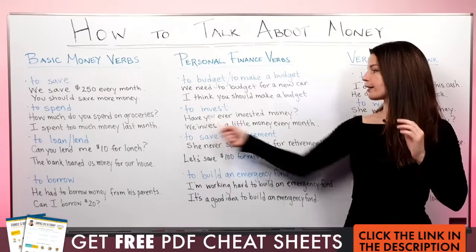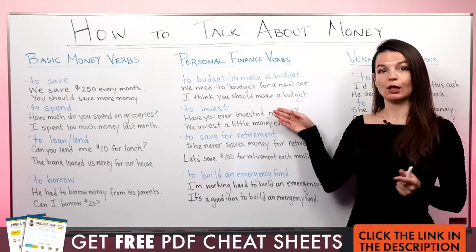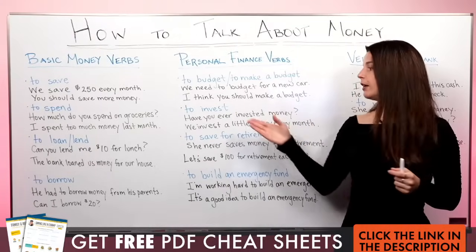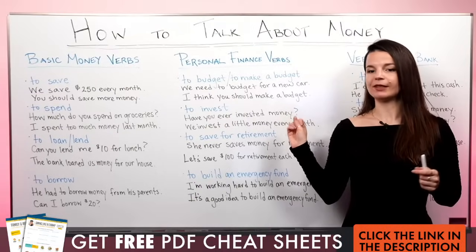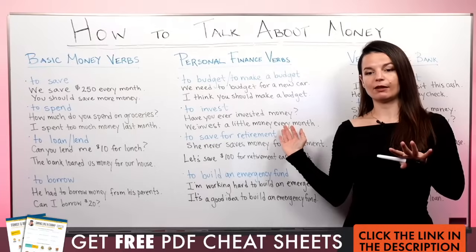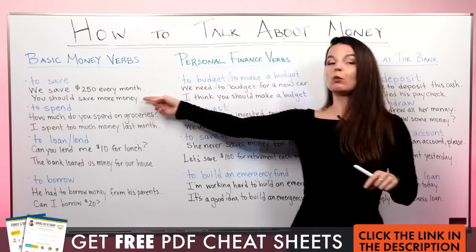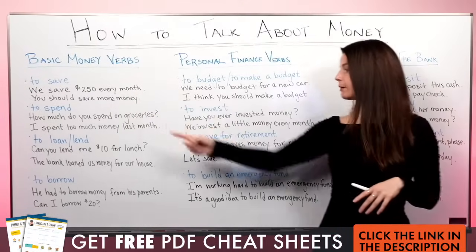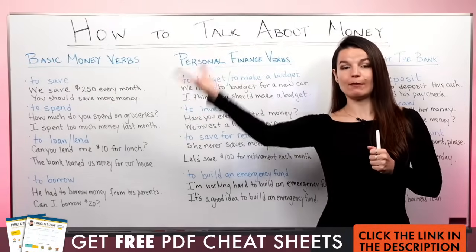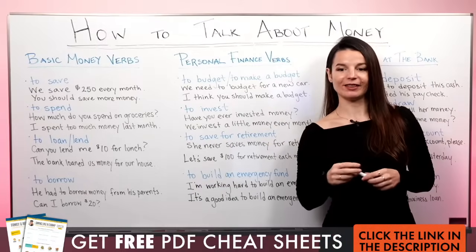Let's go to our examples then. First, have you ever invested money? Or just have you ever invested? You might ask this if you are thinking about starting investments, yeah? So have you ever invested money? Okay. And second, we invest a little money every month. So this sentence is different from we save a little money every month. This means we take our money and we use it to try to grow the money every month, right? So we invest a little money every month, okay?